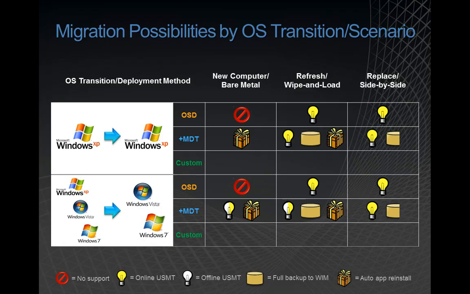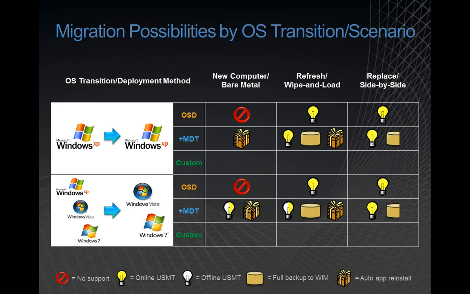Across the top of the table we have the three deployment scenarios, which are also sometimes referred to as deployment types. I will be using the word scenario and the phrase deployment type interchangeably. ConfigMgr and MDT also use different terminology to describe these scenarios, which are, first, we have the new computer, which is what MDT refers to it as, or bare metal, which is what ConfigMgr calls it, scenario.